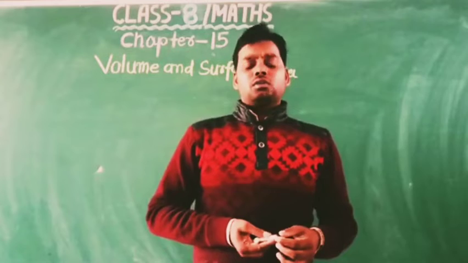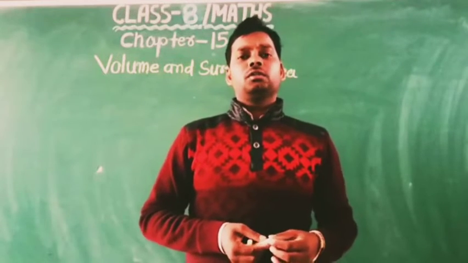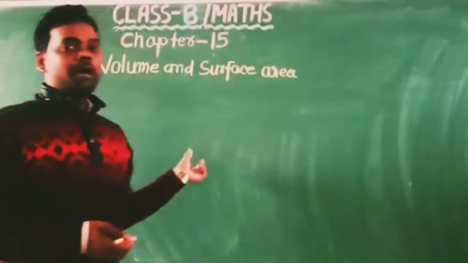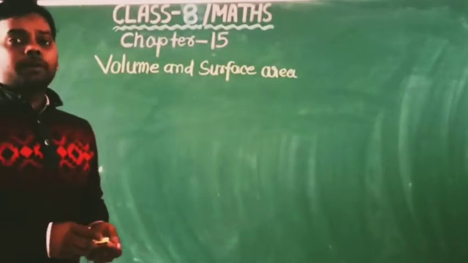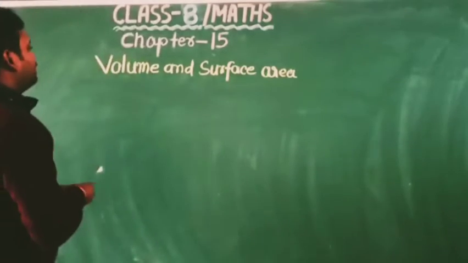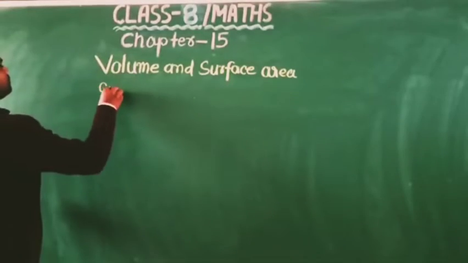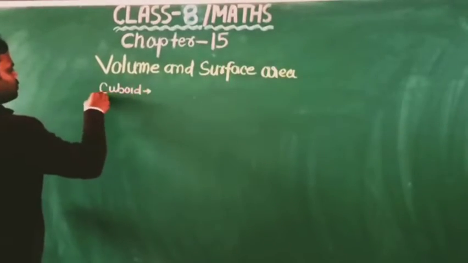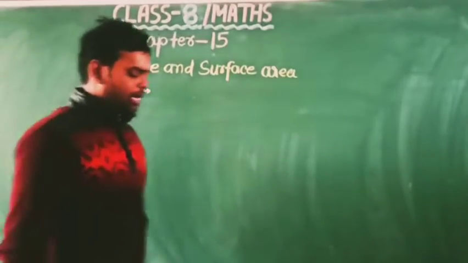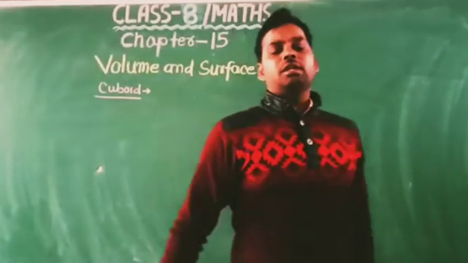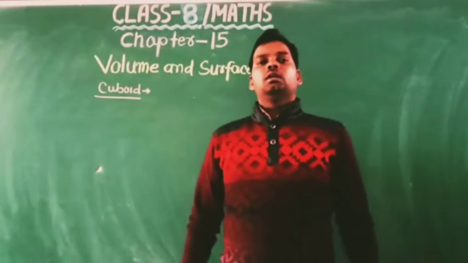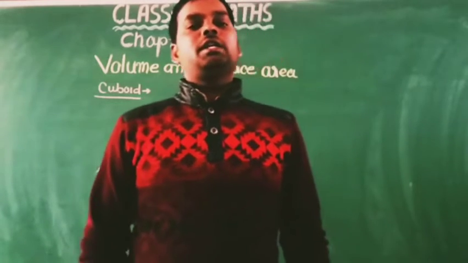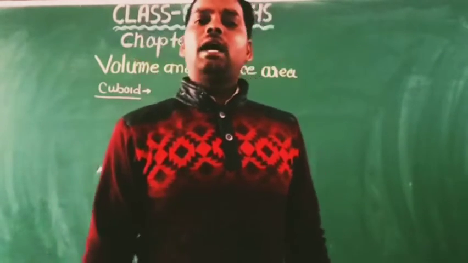Okay, so dear children, when we talk about the cube and cuboid, cube and cuboid are three-dimensional figures. This is also called 3D because it has length, breadth and height.